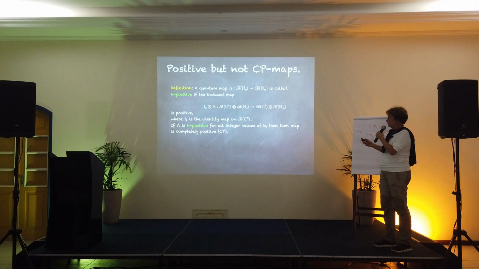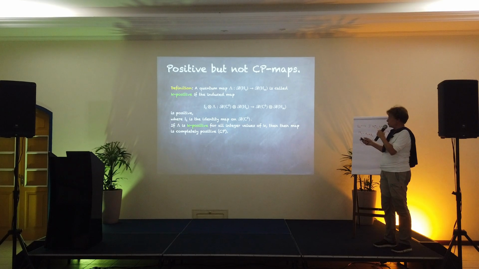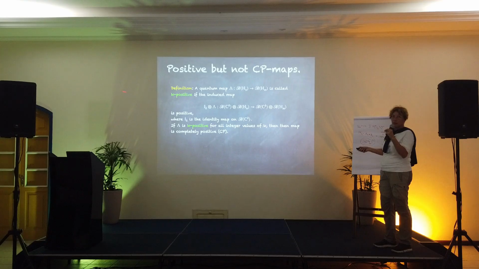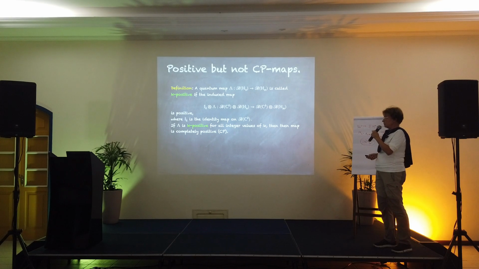So we will write it like that. We will say that a quantum map, and the quantum map always acts on the system, is also called K-positive. And now I'm going to be a little bit more picky. It will be K-positive if the induced map, which is the identity on K, a Hilbert space of dimension K, tensored with my map which acts on Hn, so this is a map that goes from K times bounded operators of dimension n to K times bounded operators of dimension n, is positive.